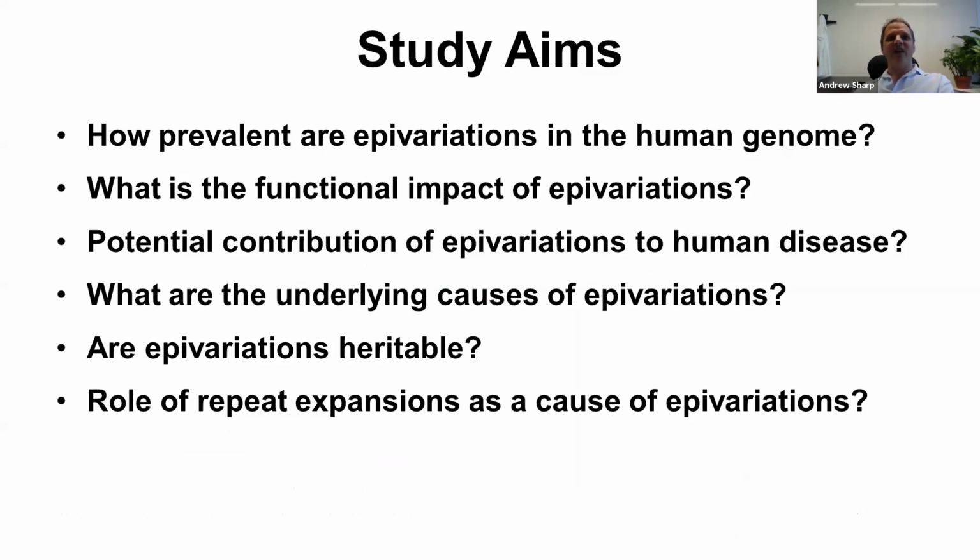So really, the aims of our study were pretty basic. That is, how prevalent are epivariations in the human genome? And then we wanted to understand, what are they doing? What is their functional impact? How might these things contribute to human disease?